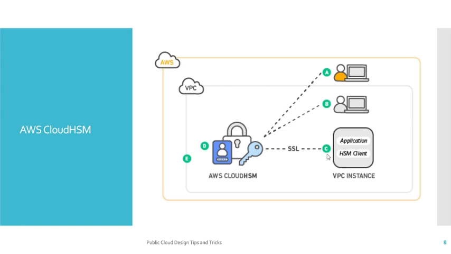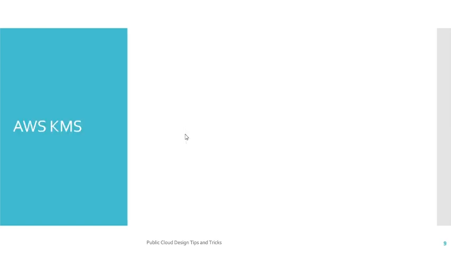In C, as the application and CloudHSM are inside your VPC, your connectivity will be much faster. In D, it's tamper-resistant hardware, and in E, it is inside your VPC. That means your network as well as hardware, everything will be in your control. That is the power of CloudHSM.